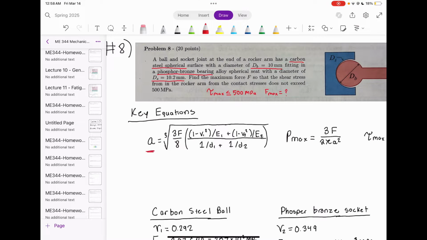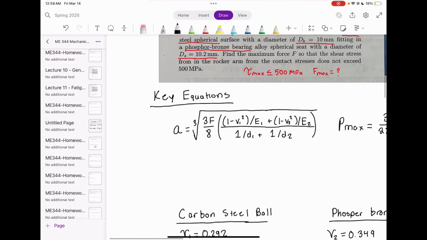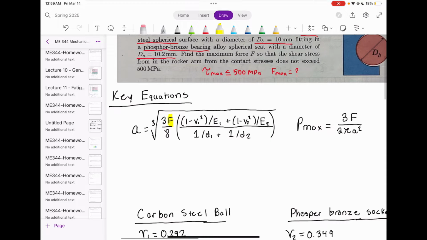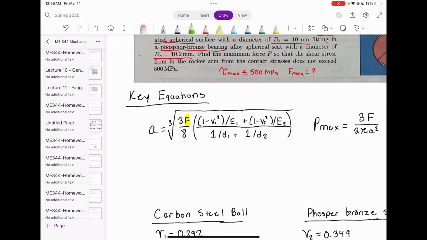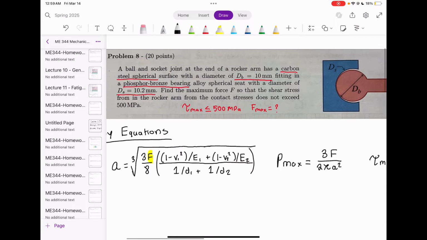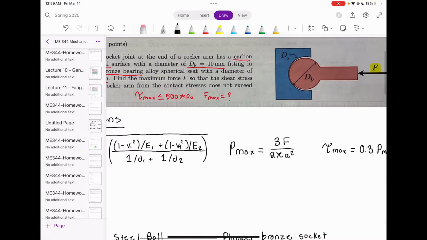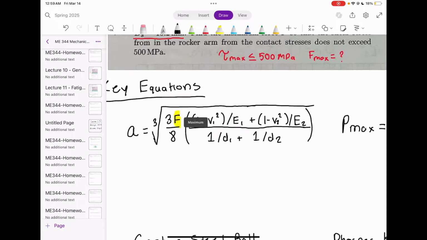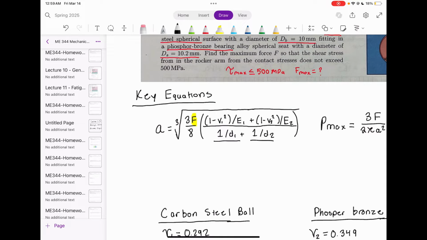The first equation is the radius of contact equation, which is the radius of the circular area formed when two spheres or objects come into contact with each other. This equation uses the force that we're trying to find. I'm going to highlight that in yellow real quick. It uses the Poisson's ratios and the elastic moduli of each metal given in the problem statement, and then divides by 1 over the two different diameters, which we are also given in the problem statement.